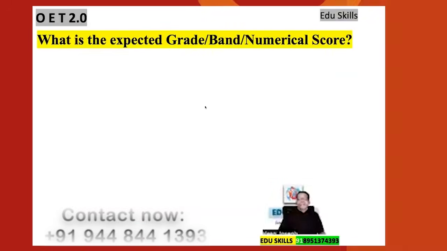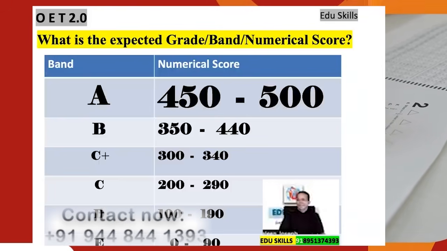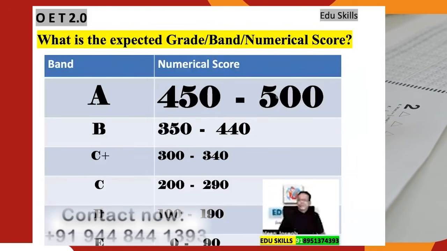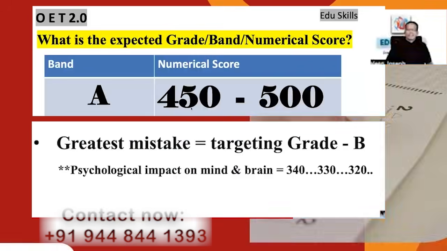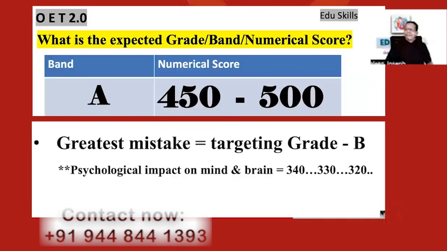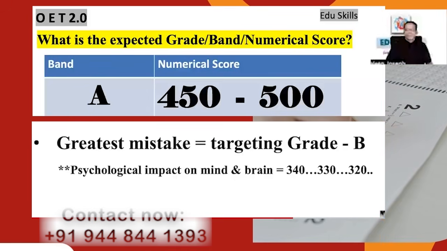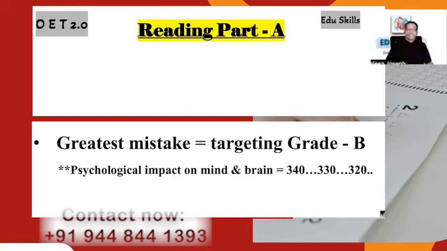What is the expected grade, band, or numerical score? At Edu Skills it's expected to be 450 to 500. If you don't want to score 500, if we give you a concession of 50, at least score 450. You should have this particular target in your mind. Otherwise, you will land in 340, 330, 320. I've seen hundreds and thousands of people landing in such scores. So always practice for 450 so that at least you are somewhere above 400.